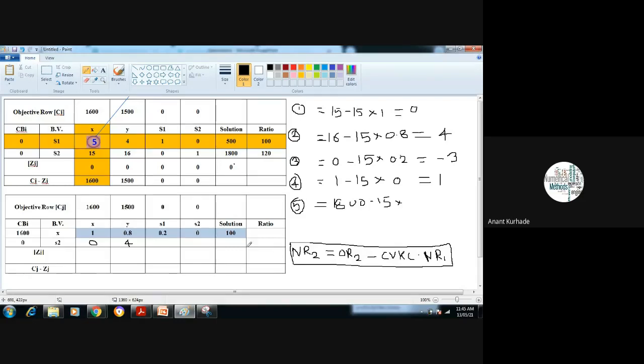the corresponding value of the key column. Oh, sorry, it is 15 minus the new value of R1. It is 100. What is your answer? Tell me fast. 300. So now remember these values: 0, 4, minus 3, 1 and 300.